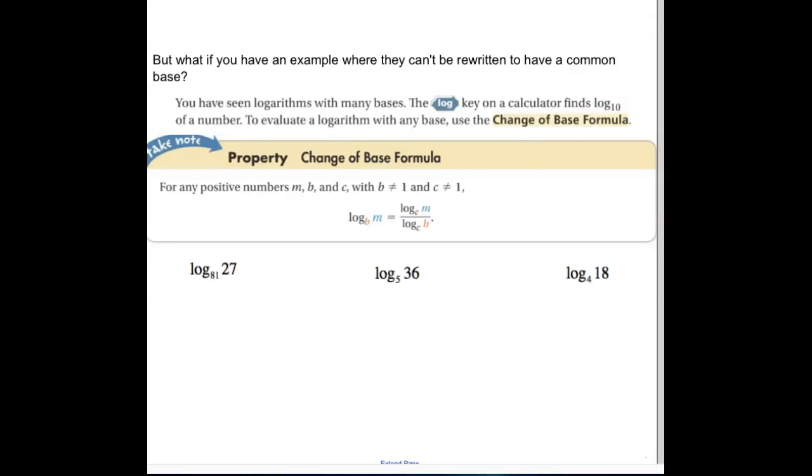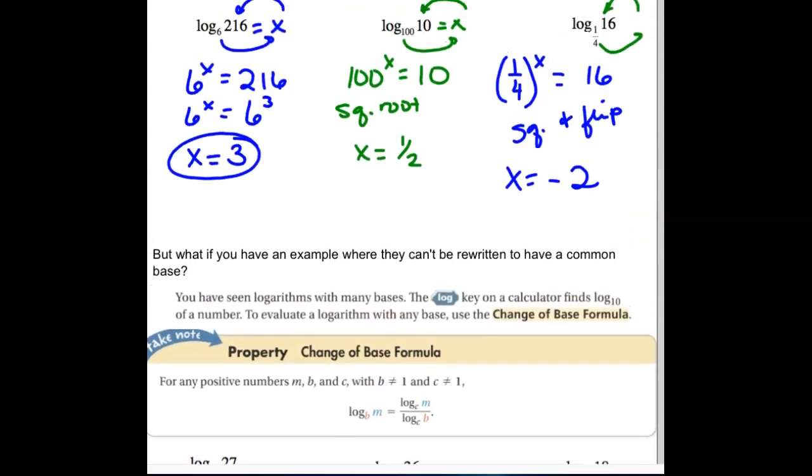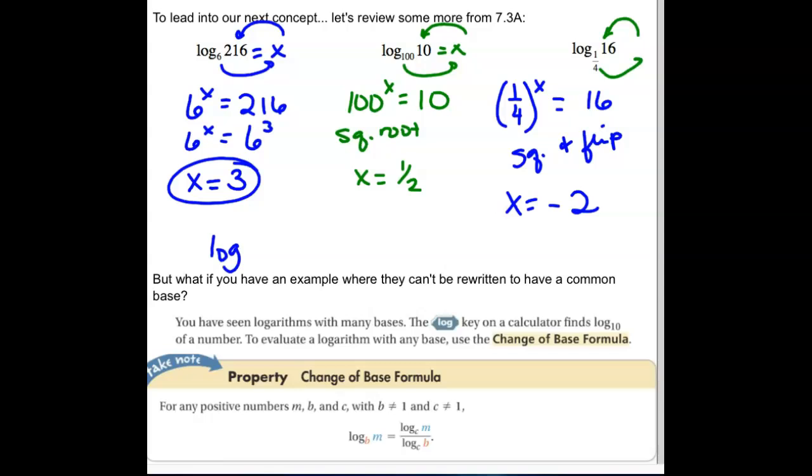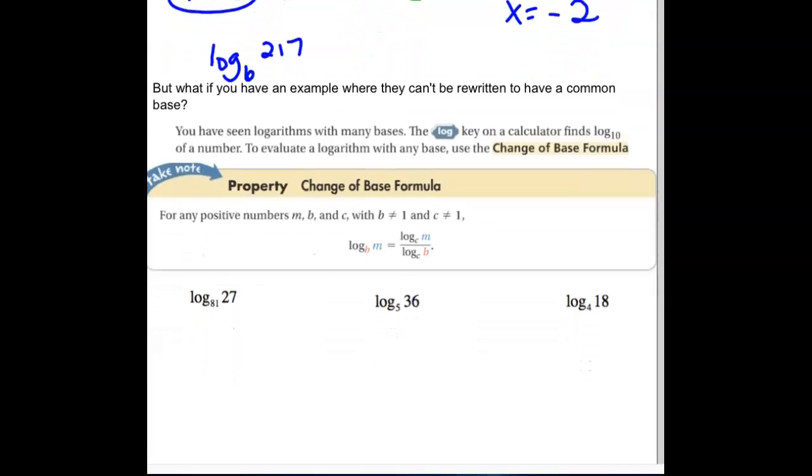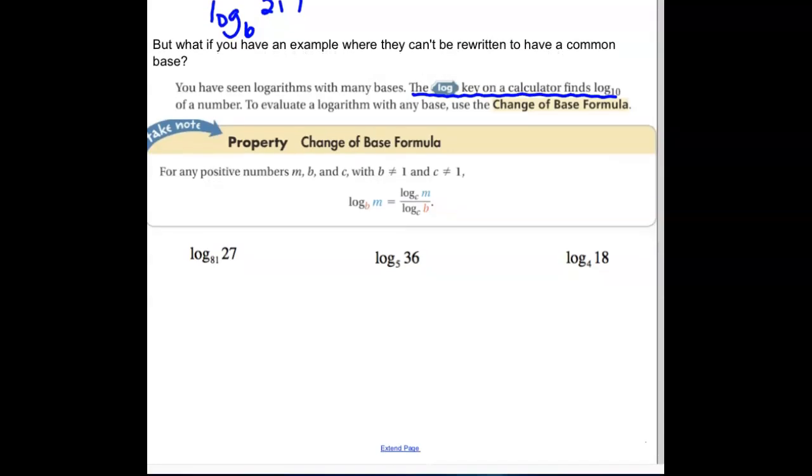But what if we have an example where we can't rewrite it using a common base? So like if I had given you this question, log base 6 of 217. Well, 217 is not a perfect power of 6. 216 is, but 217 isn't. So we have something called a change of base formula that we can use. Our log key on our calculator is using log base 10, called common log. So we can use a common log instead of log base 5, log base whatever. We can convert it using this change of base formula.